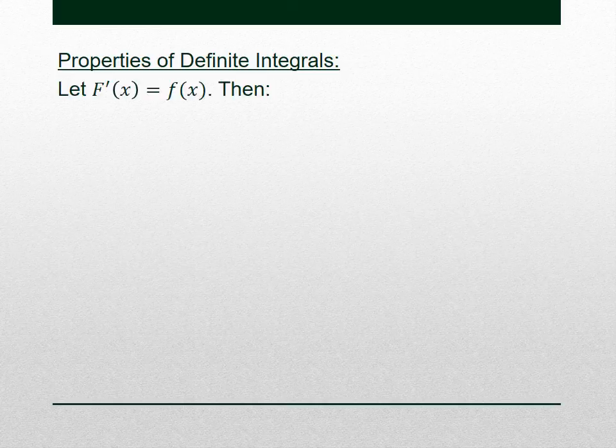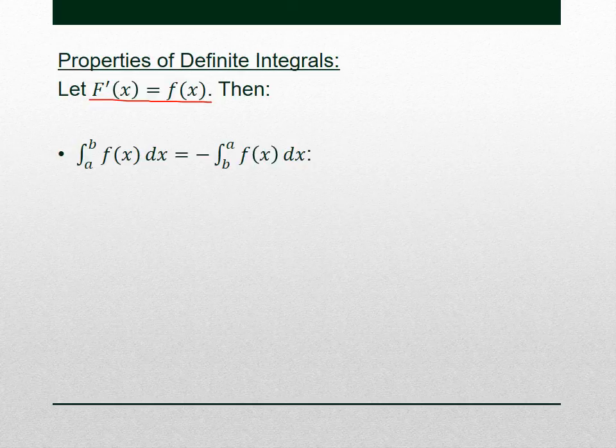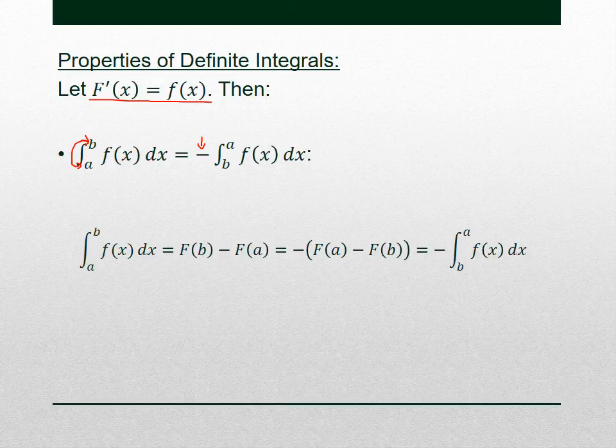All right, we have the same setup as before. This property says that the integral from a to b is the negative of the integral from b to a, right? So if you flip these guys, you pay for that with this negative sign. So here's where that comes from. We take the integral from a to b, right? So that's what we started with.